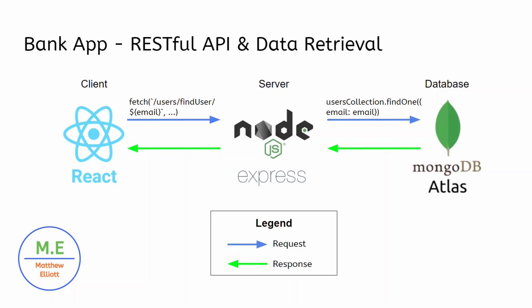The server then calls one of the MongoDB Atlas methods. And then MongoDB will get the results and send it back to the Express server. And then the Express server will pass that back to the React application. And then I'm taking the data that's given in the response, and I'm using React's useState hook to set the data in my app.